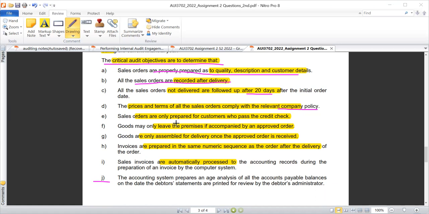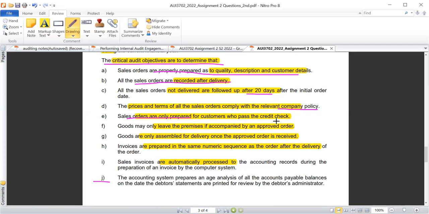Sales orders are only prepared for customers who pass the credit check. Notice, sales orders are only what? Prepared for customers who pass the credit check. So in other words, they're saying they are only processing sales orders for as long as a customer is creditworthy. That's exactly what they are saying.